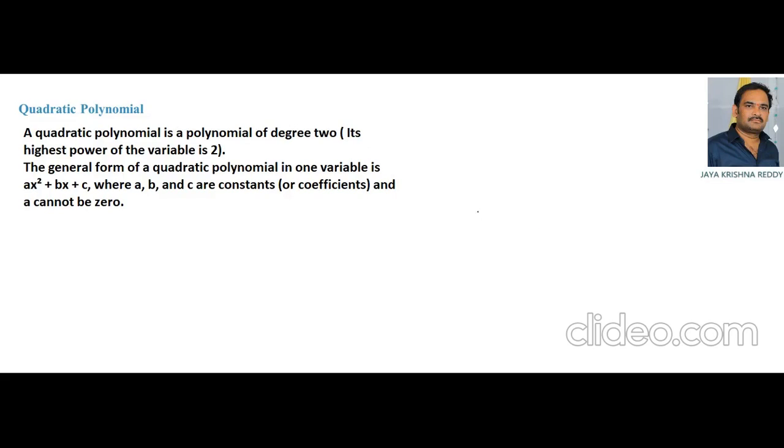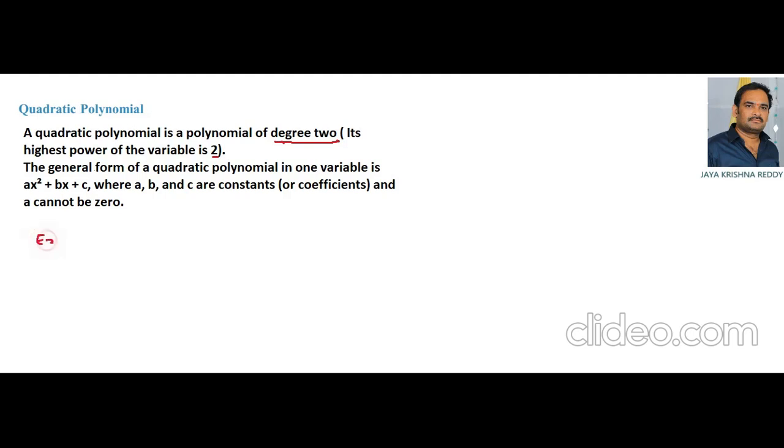Good morning, students. Today we are going to discuss quadratic polynomials. A quadratic polynomial is a polynomial of degree 2. A polynomial which has its degree as 2 is called a quadratic polynomial. That means the highest power of the variable in that polynomial should be equal to 2.